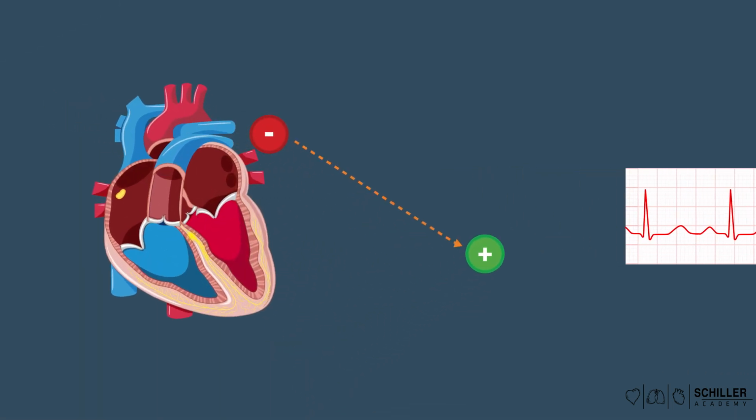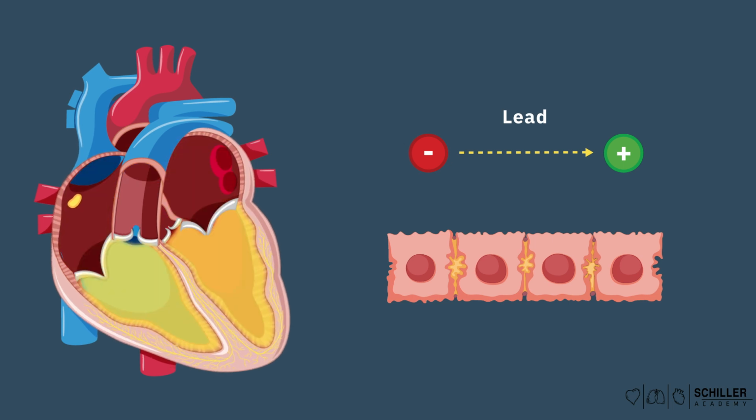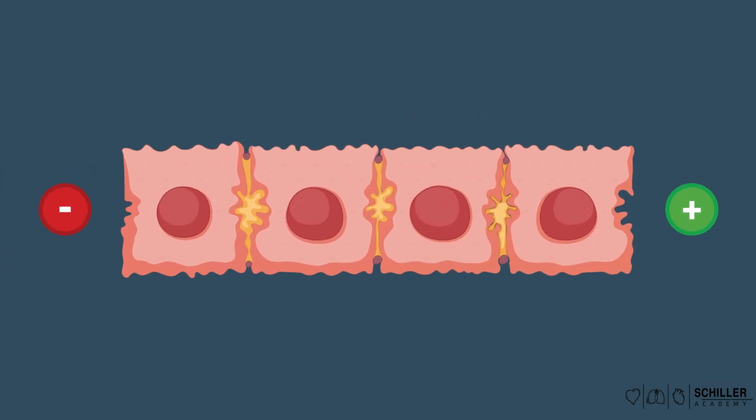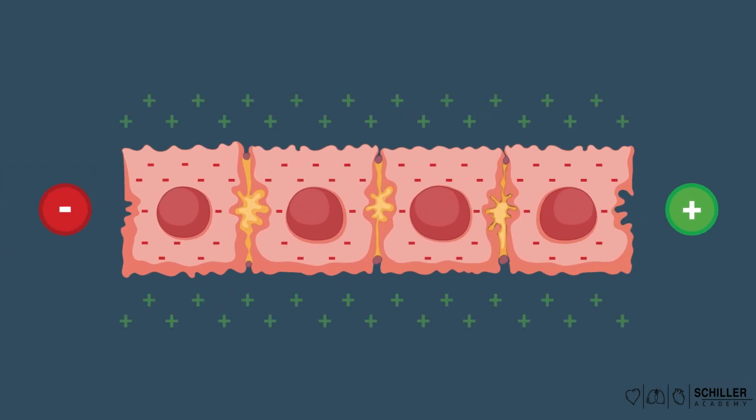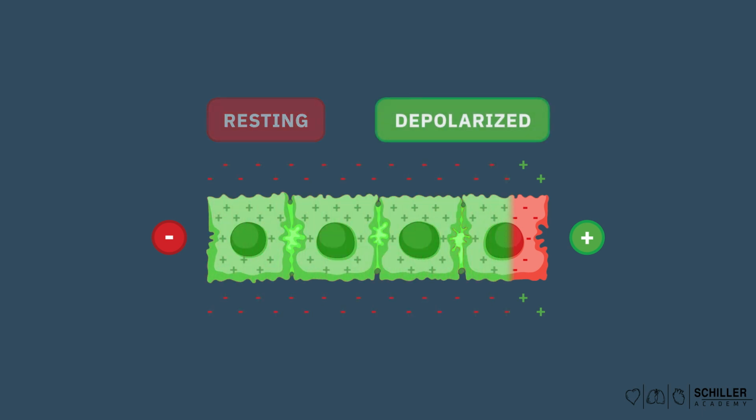Let's have a closer look at the heart muscle cells to understand how the electric signals travel. When cells are at rest, they are negatively charged compared to the slightly positive outside environment. Cells with different electrical charges are shown in different colors. As the depolarization progresses, the cells become positively charged, while a slightly negative charge is formed on the outside.